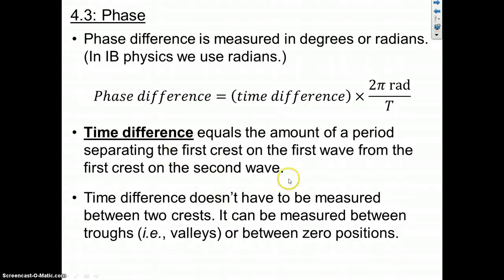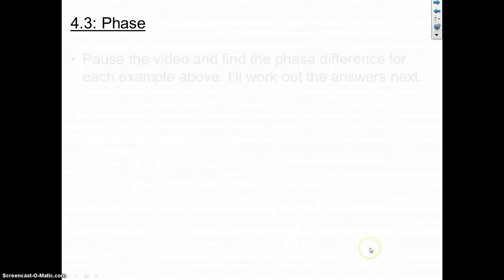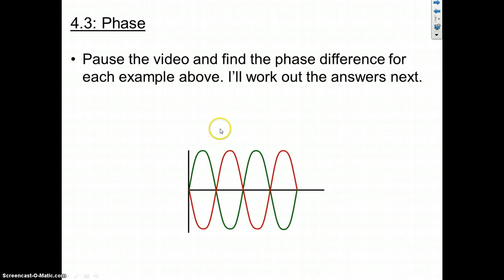Time difference. It doesn't actually have to be measured from crest to crest. Instead, it can be measured as the amount of time separating the first trough on the first wave from the first trough on the second wave, or it could be the amount of time separating the first 0 point or node on the first wave from the first node on the second wave. So I want you to pause the video and work out the 3 examples.